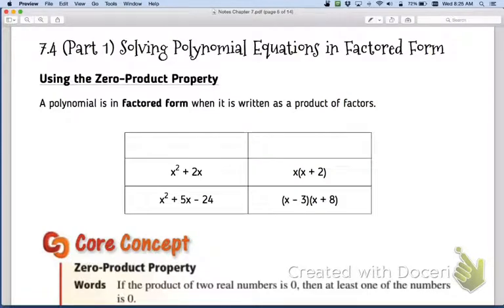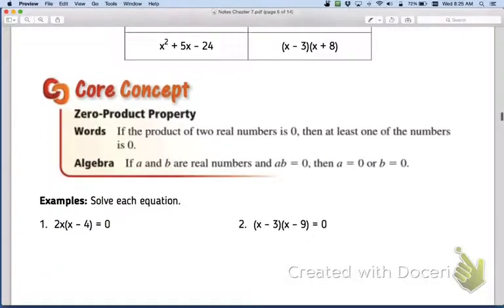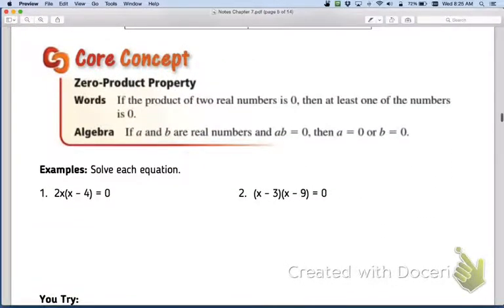Now, we've already talked a little bit about the idea of the zero product property, but this is a really important thing when we are solving polynomials. What it says is that if the product of two real numbers is 0, then at least one of the numbers has to be equal to 0. This is what we talked about in class.